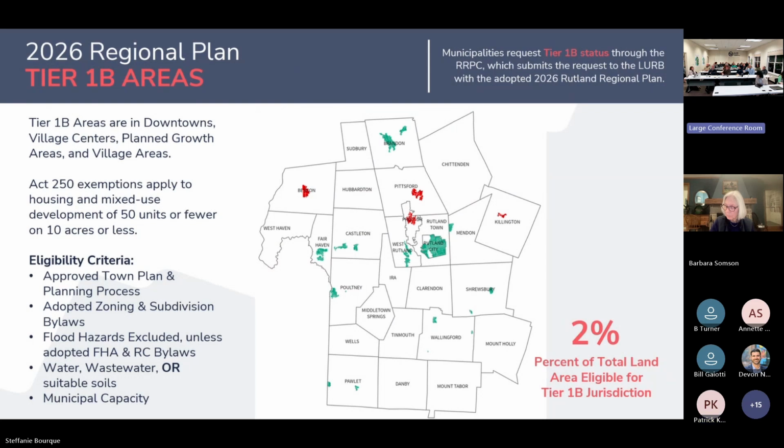So village center designations and the quarter mile extension beyond the village center designation does not automatically put them into 1B? No, that was the interim exemption, which will go away once our plan is adopted. Okay, yeah.